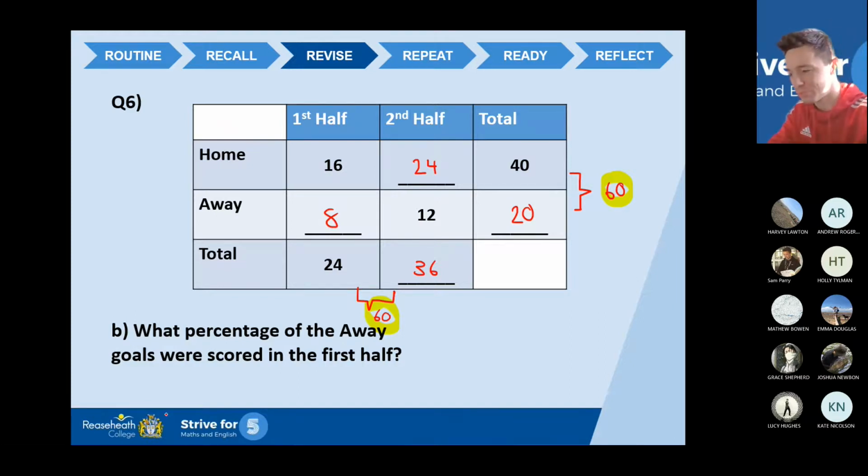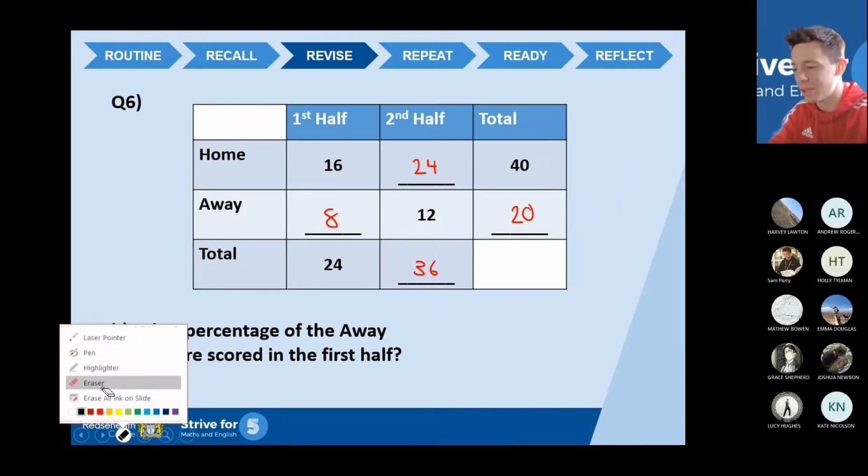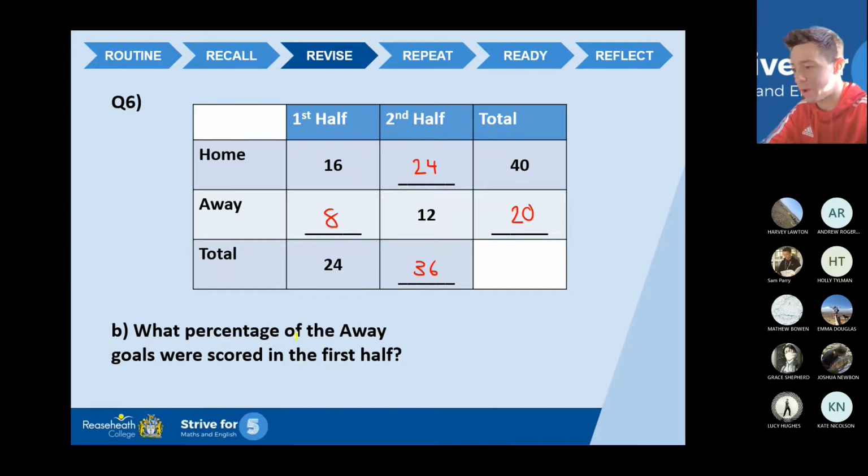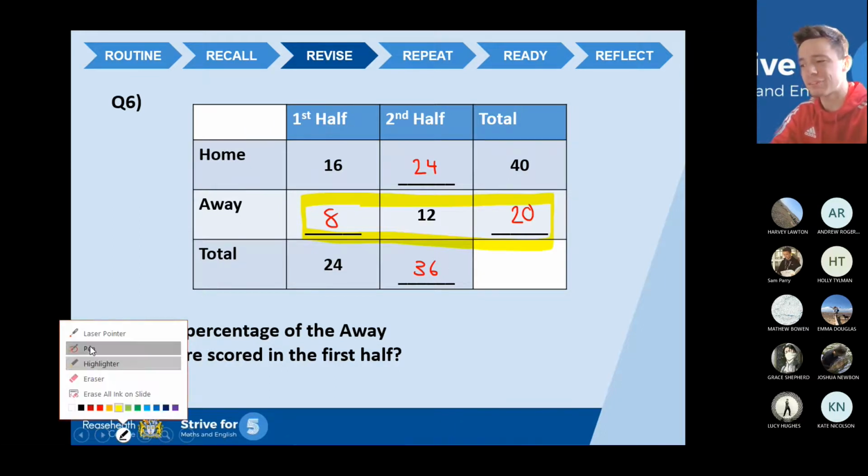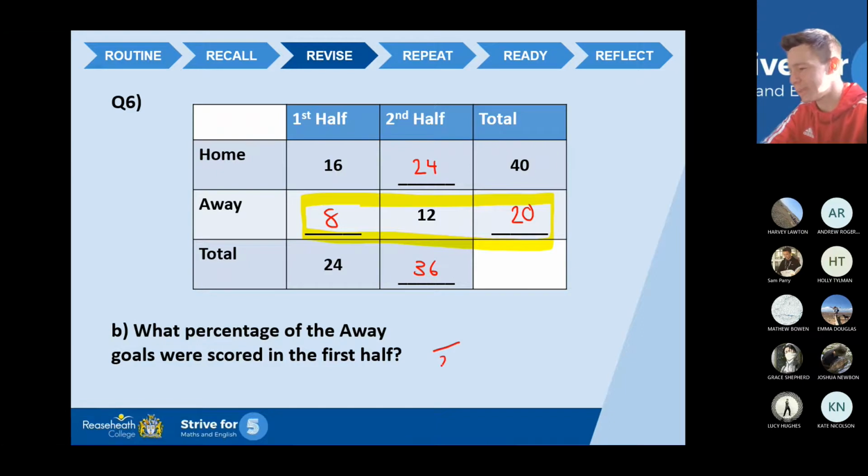So let me just erase a few of these things just to make it nice and clear. Let's highlight all of the away goals. So all of the away goals are here. So how many away goals were scored in total? 20. So I'm going to write it as a fraction first. So it's going to be out of 20.